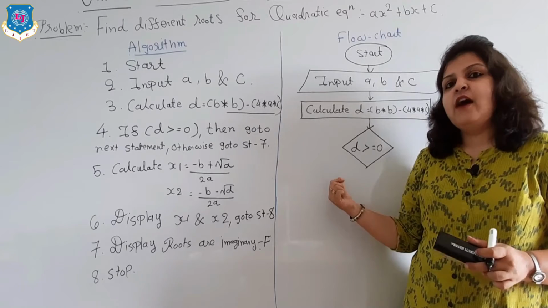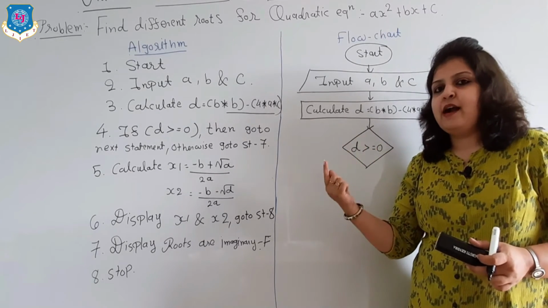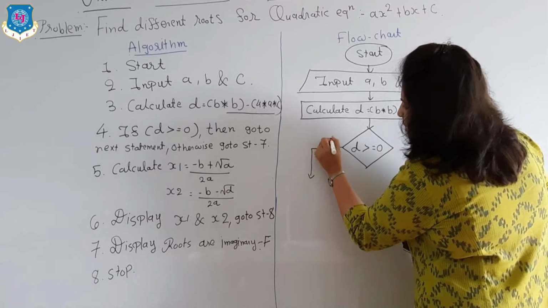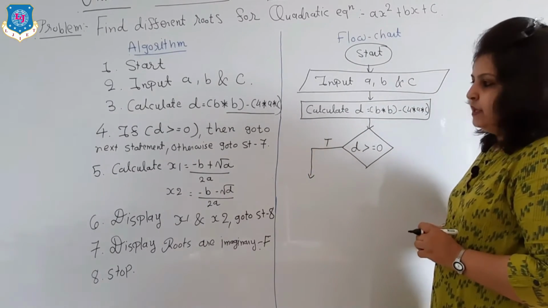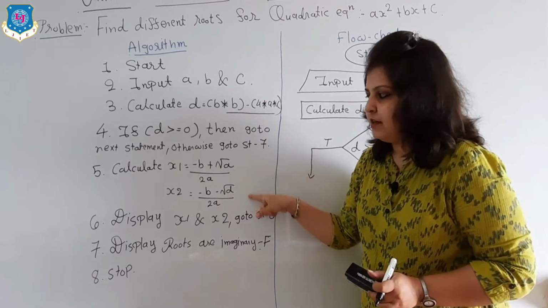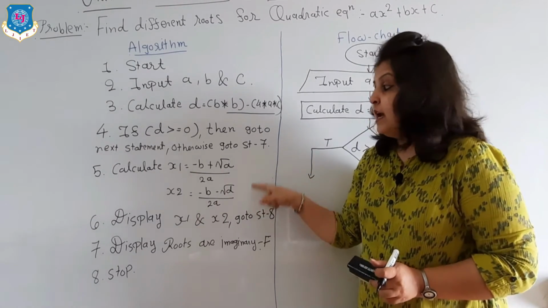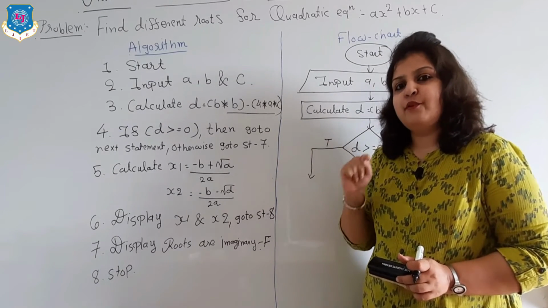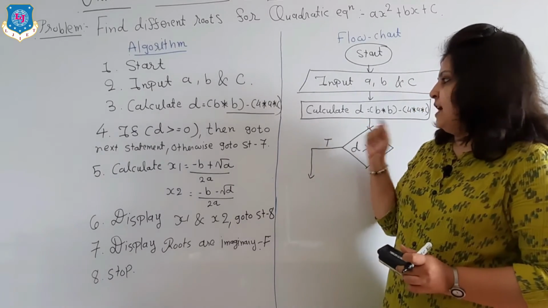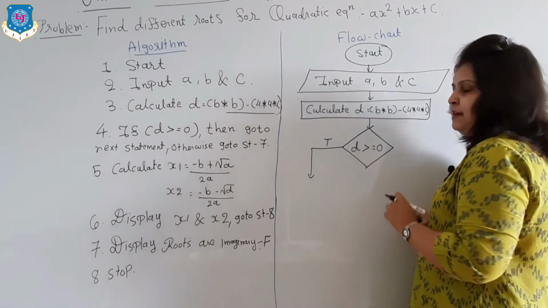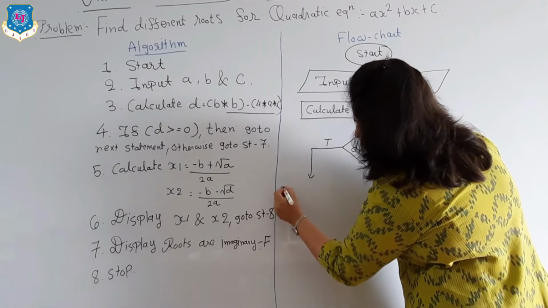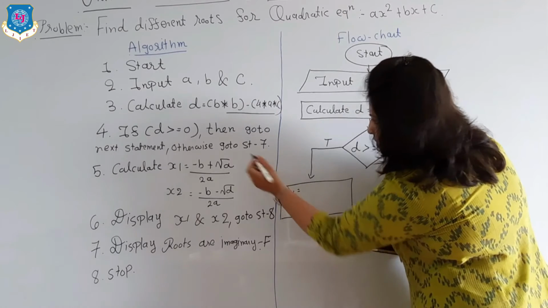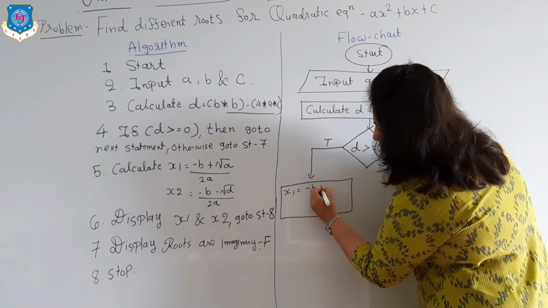And for the condition we have two outputs, first is the true part and second is the false part. Here I am writing the true part first, and in the true part we have to calculate the value of x1 and x2, and for calculation we have to use the process symbol, and we have to write in a rectangle, same like the determinant. And here in the rectangle write the formula for x1 and x2.